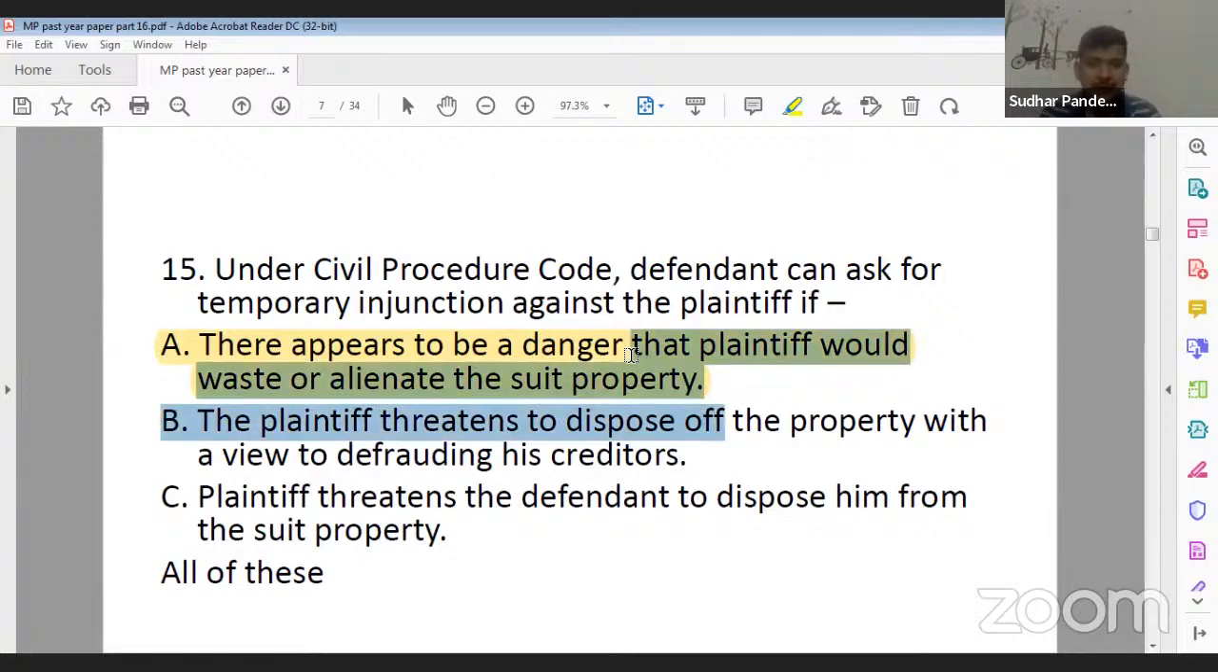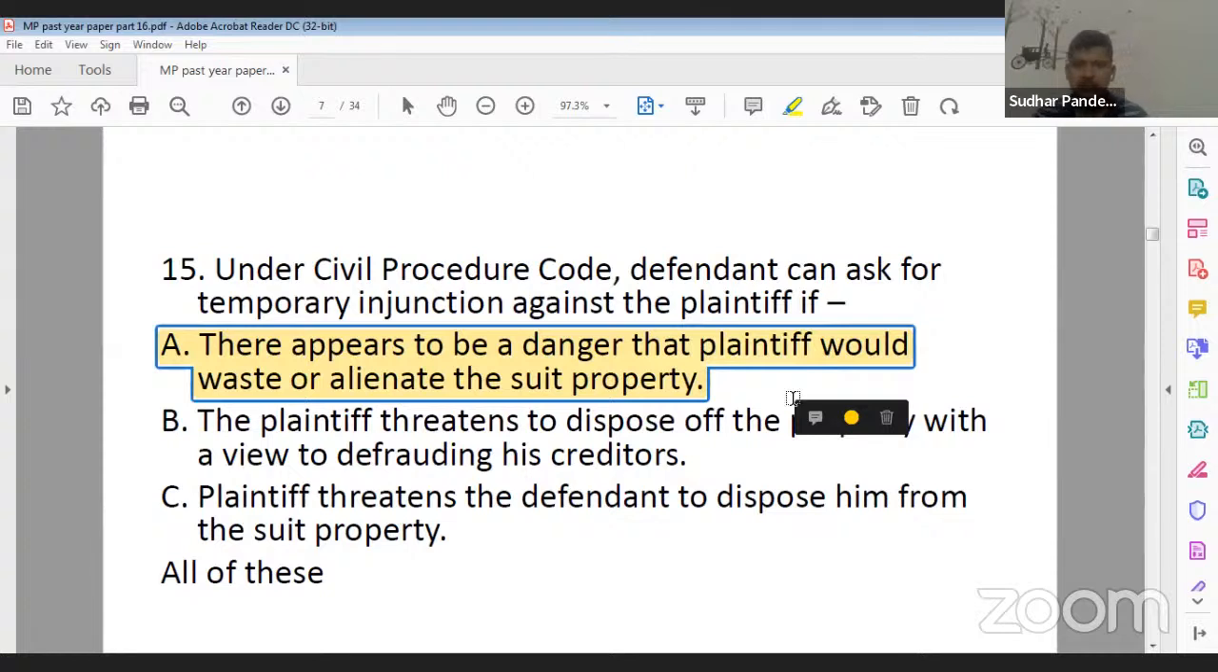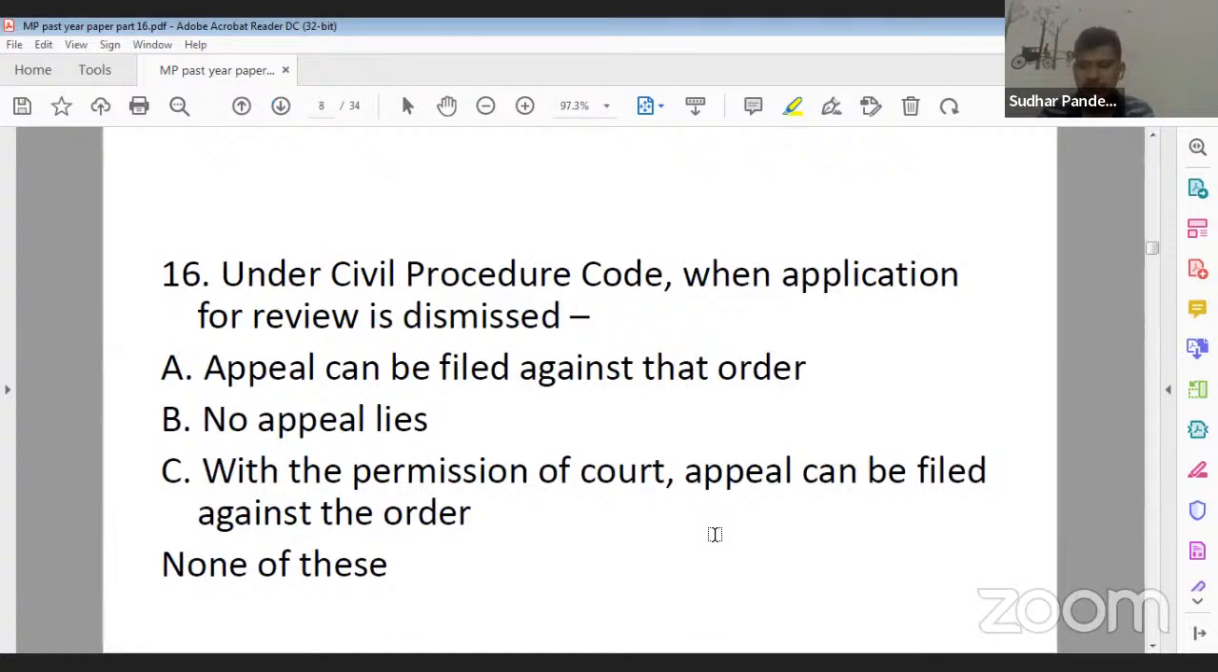So firstly, I'll suggest you all to read this particular question very carefully, right? And then answer the question. Now, if you read specifically Order 39 Rule 1A of CPC, you will get the answer of this question, right? Next question, question number 16.